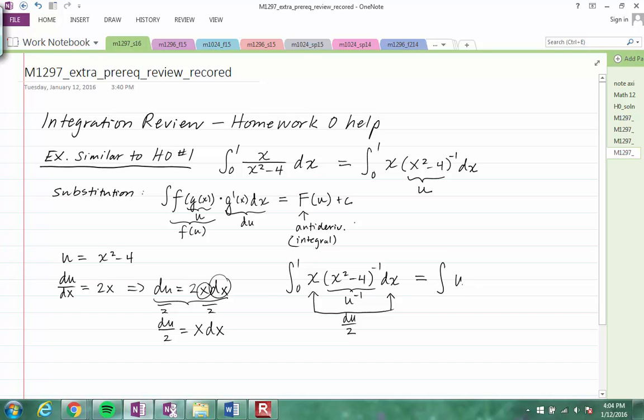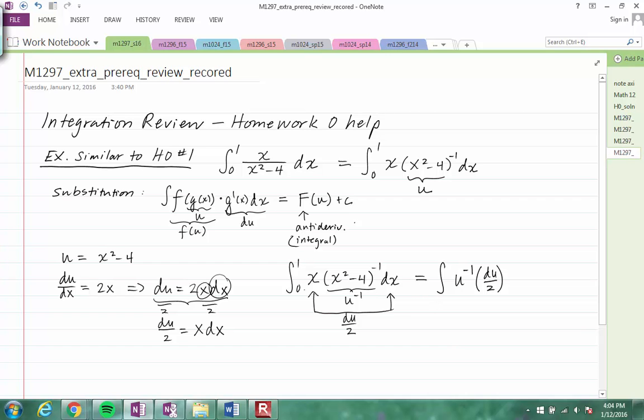So u to the negative 1 times du over 2. So we did that in a legit way with a change of variables to write this integral in terms of u. Now if we know that integral, we can do it in terms of u. And it turns out we do know that integral. So this is a really good approach, and we're going to be able to finish this.